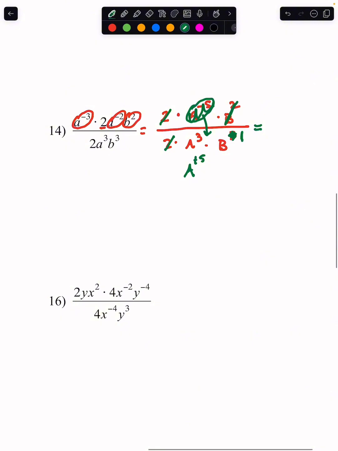And then on the bottom, we have 8 A's and 1 B. So my answer is 1 over a to the 8 B. Okay? Let's get one that's a little bit more challenging.